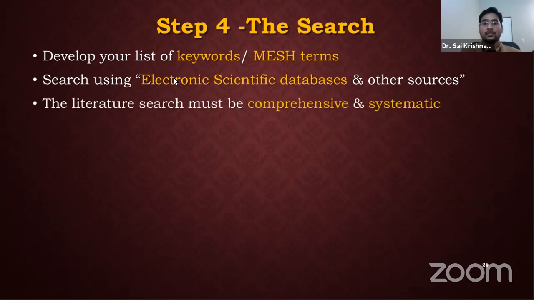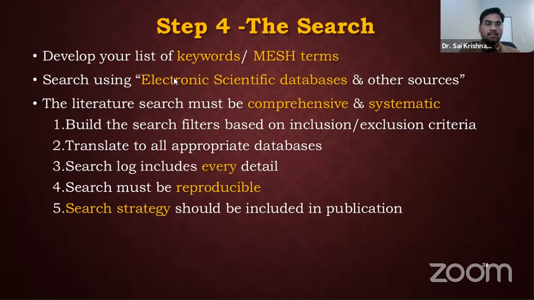And as I told you, the search should be very comprehensive and in a systematic manner. You just don't search in a random way, but follow a systematic and comprehensive way when you're searching these databases using key terms. And that's it. Build the search filters based on your inclusion and exclusion criteria. Coming to search filters, I hope you are aware of Boolean operators, that is AND, OR, NOT in PubMed. So just make sure you use them appropriately. Then translate to all appropriate databases. You can translate the same search to all other databases like Scopus, Embase, Web of Science.